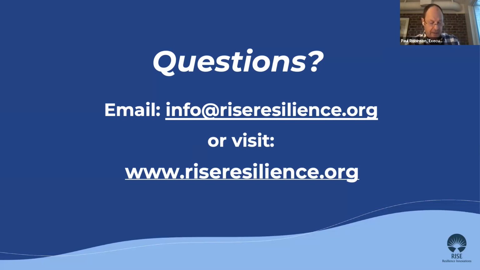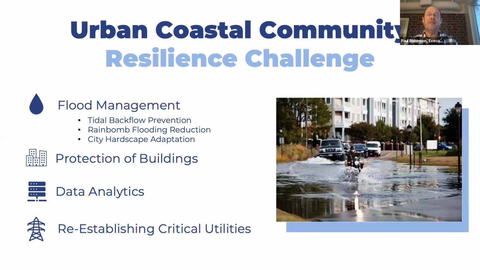Our second challenge is a little bit different. It's for urban coastal communities. Again, we have four major areas here: flood management, protection of buildings, data analytics, and reestablishing the critical utilities. There's a lot of focus, particularly this year after what happened in New Orleans, where New Orleans was protected from the flooding, but its power grid went down for such a long time. So there's a lot of interest in helping prevent that, or at least mitigate that situation. But again, there's a lot of information on our website. Please read that. Come back to us with questions in our webinar, or send us an email, and we will try and cover that as we can.